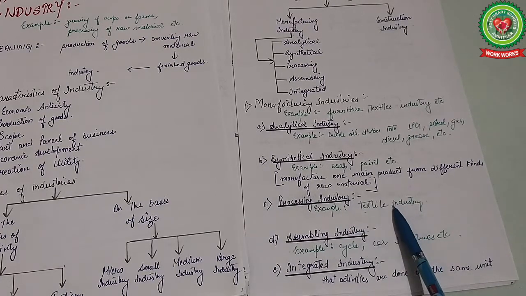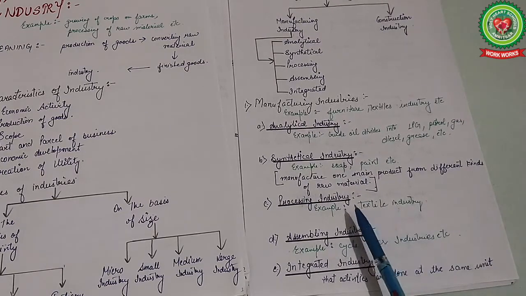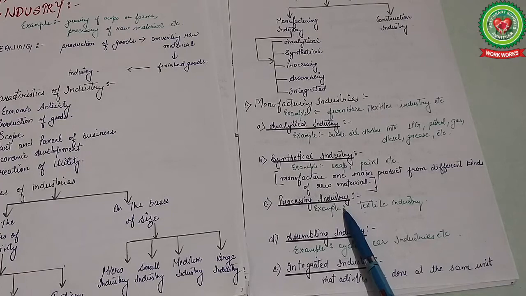Like the example I gave you, cotton. Cotton is first converted into thread, and then the thread is used for making various cotton clothes. That is why the textile industry is included in the processing industry.